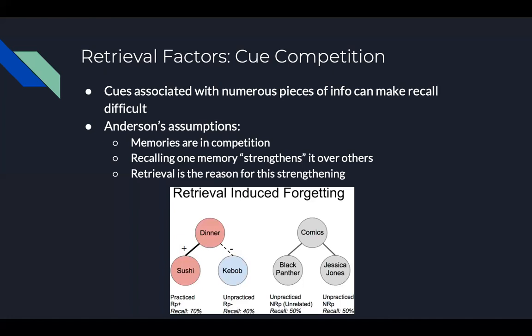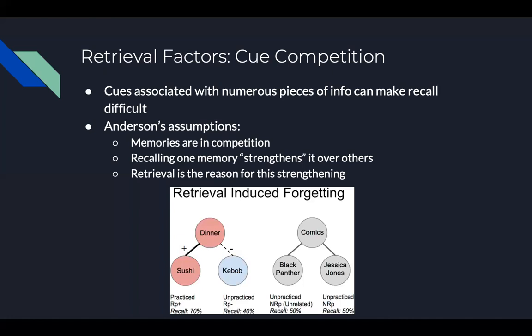So for example, if participants were given a list of word pairs that included dinner sushi and dinner kebab, and let's say they were practicing these over and over, each time after they quote unquote learned the word list, right? The list was read off to them. And then they were asked, you know, which word goes with dinner? And they would often respond with sushi, and then they would be told, okay, that's correct.